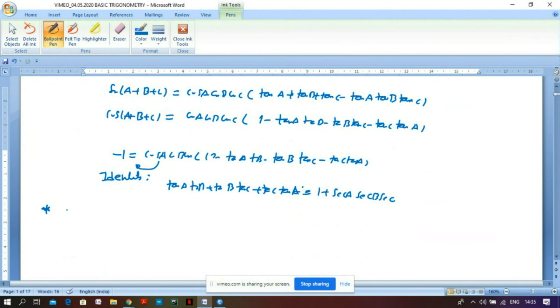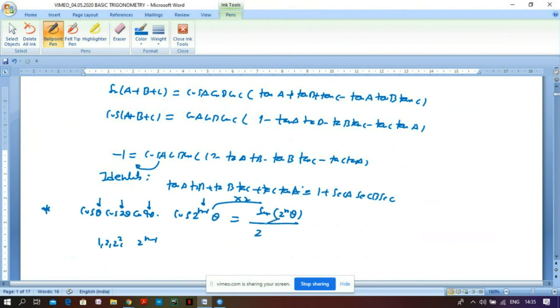Another important identity is the product of cosines of angles in GP. So cos theta cos 2 theta cos 4 theta, up to the last term cos 2 to the power n minus 1 theta. All these arguments, theta, 2 theta, 4 theta, are in GP, that is 1, 2, 2 squared, up to 2 to the power n minus 1, so there are n terms. And this equals sine of 2 to the power n theta, just the next term times 2, over 2 to the power n sine of theta, provided of course sine theta is not 0.